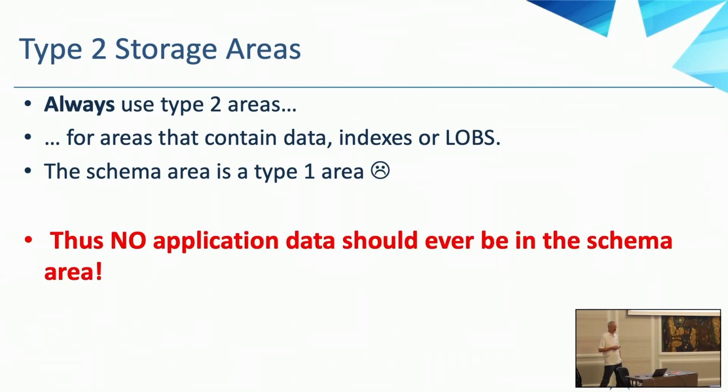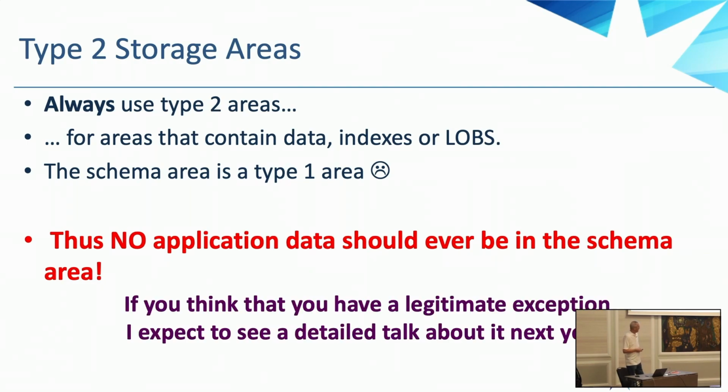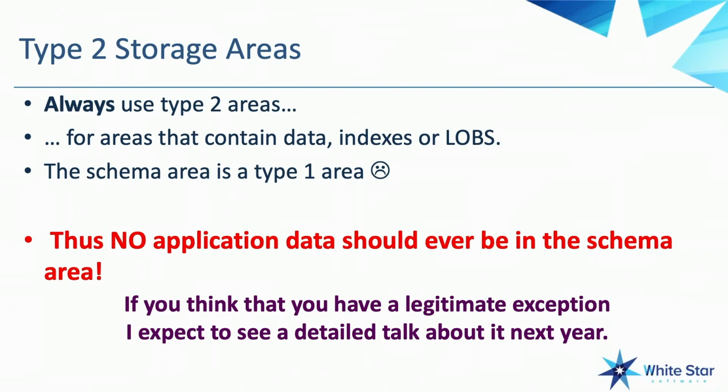No application data should ever be in the schema area. Only the schema should be in the schema area. So if you haven't moved your application data out of the schema area and into type 2 areas, go home, take care of that, come back next year, tell us how it went. If you think you have a really good, legitimate exception for that, please submit a presentation for next year. We'd love to see it. So far, nobody's taken me up on this one. Okay.